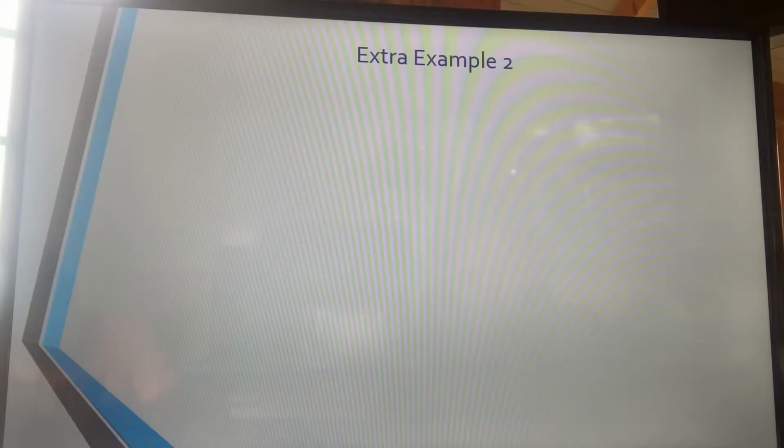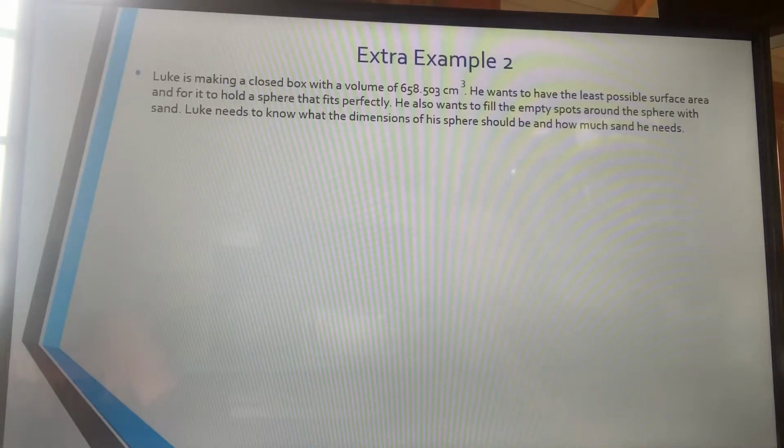Extra example 2. Luke is making a closed box with a volume of 658.503 centimeters cubed. He wants to have the least possible surface area and for it to hold a sphere that fits perfectly. He also wants to fill the empty spots around the sphere with sand. Luke needs to know what the dimensions of his sphere should be and how much sand he needs.